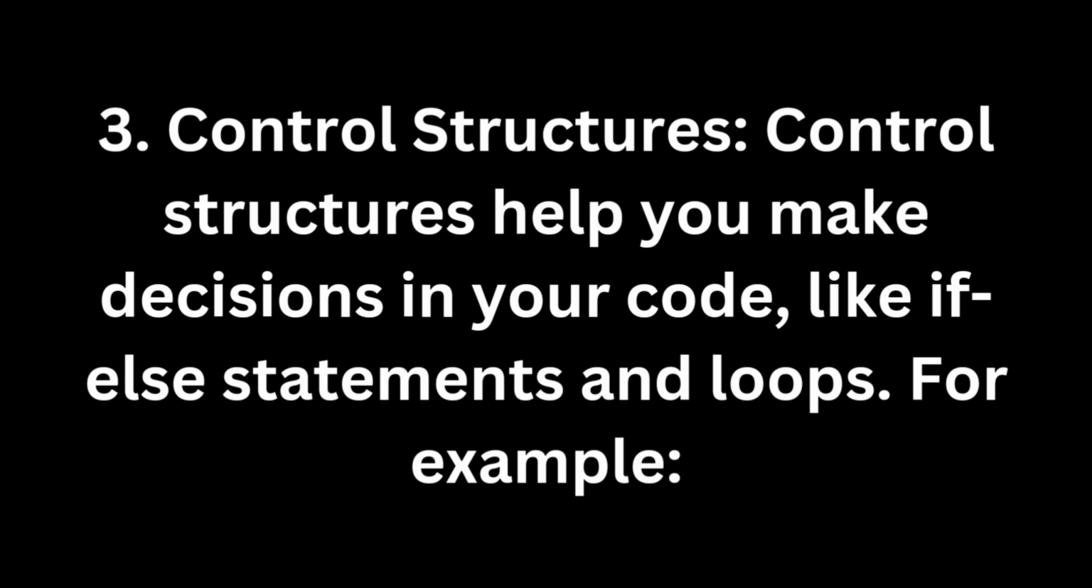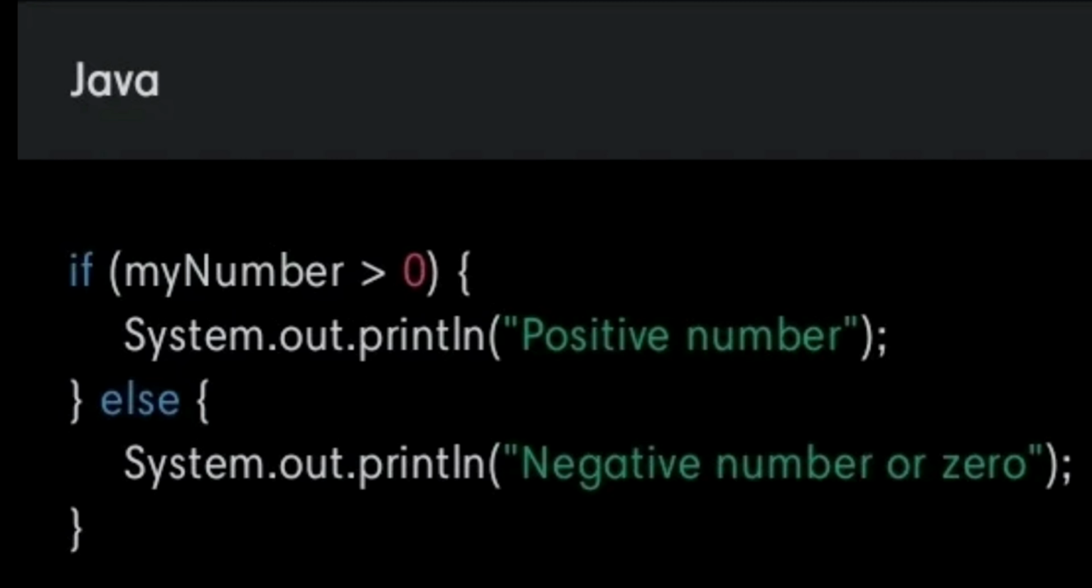3. Control structures. Control structures help you make decisions in your code, like if-else statements and loops. For example, this code checks if myNumber is greater than 0 and prints a message accordingly.